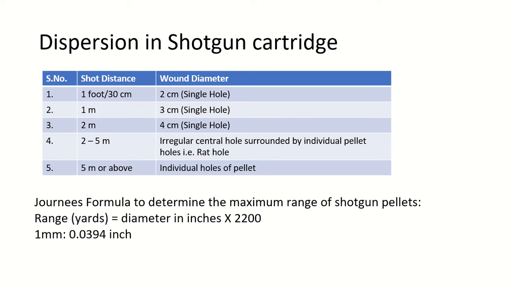Journey's formula to determine the maximum range of shotgun pellets is: range in yards equals diameter in inches into 2200. So 1 millimeter equals 0.0394 inch. In case the diameter is given in millimeters, first we have to convert it into inches.